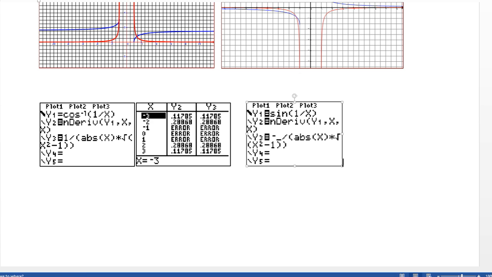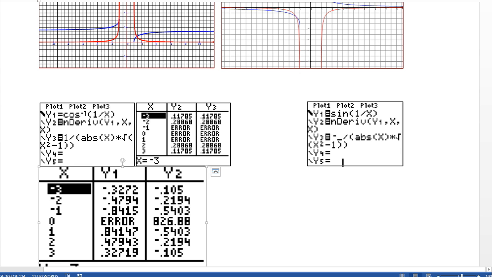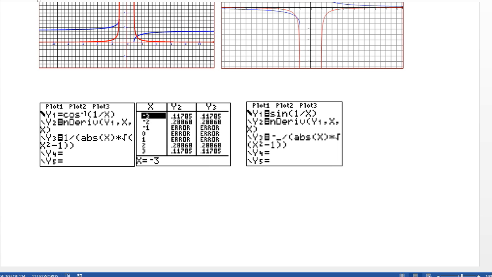Okay, here I got it. Oh, it's Y1 and Y2. That's why they're not matching. Something you've got to watch out for: when you're doing your table, either turn off Y1 or scroll over and only look at Y1 and Y2 in the table.